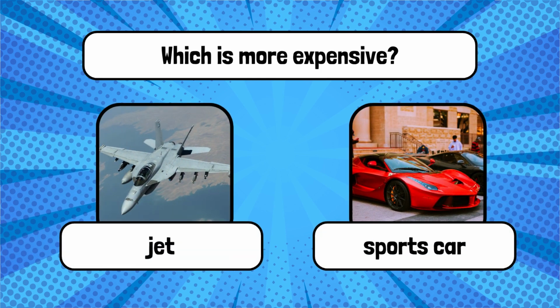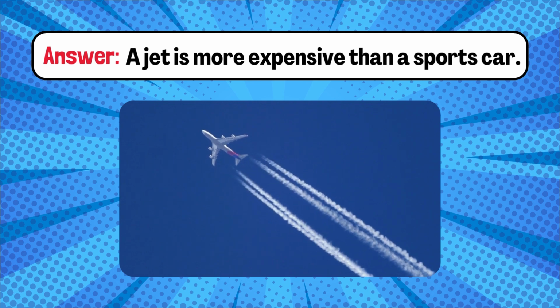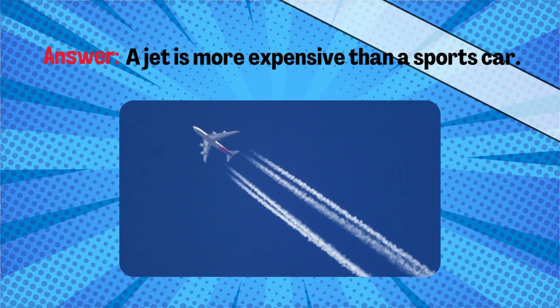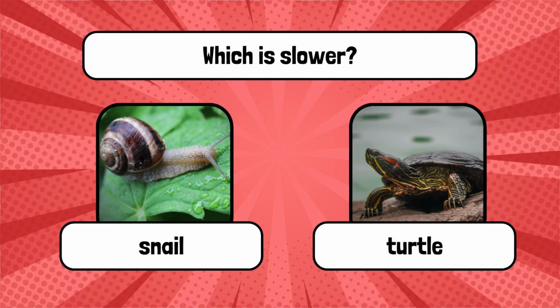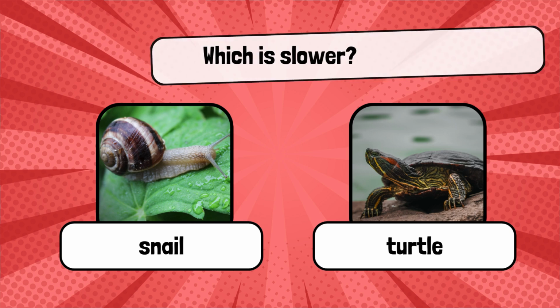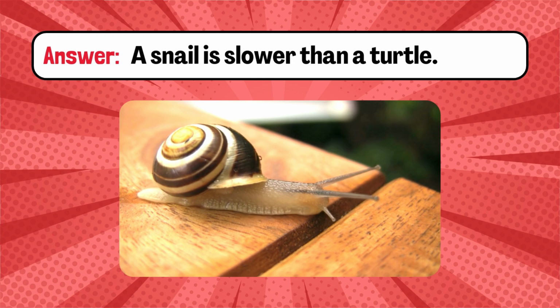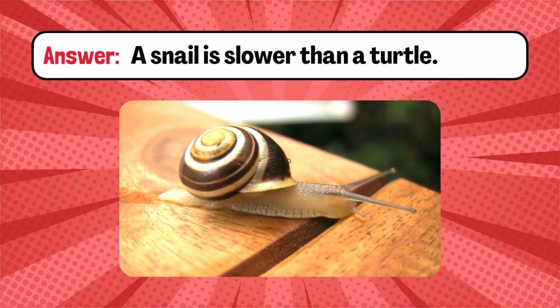Which is more expensive? Jet or sports car? The answer is a jet is more expensive than a sports car. Which is slower? Snail or turtle? The answer is a snail is slower than a turtle.